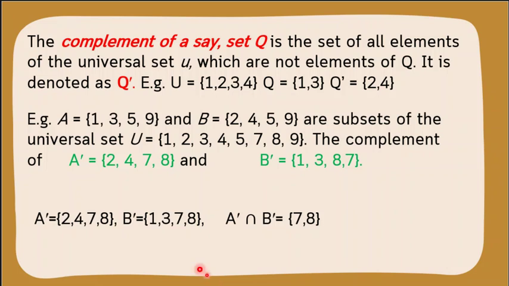Alright, with this in mind, we can take the analogy further. If we have A complement to be 2, 4, 7 and 8, and then B complement to be 1, 3, 7 and 8, then A complement intersection B complement is 7 and 8, because when we look at their complements, we see that they both have 7 and then 8. So A complement intersection B complement is 7 and then 8.